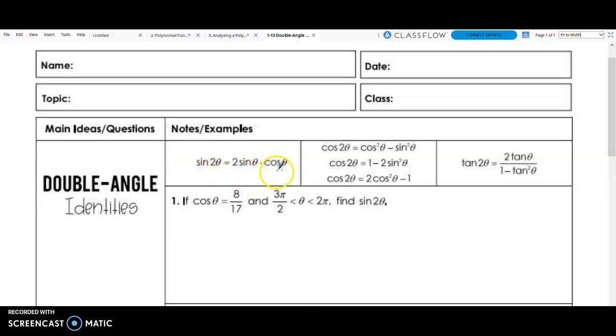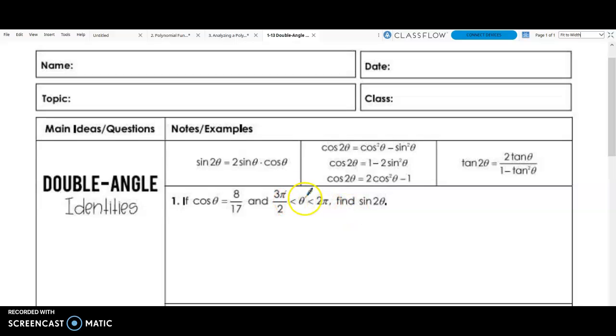In the first box we have the sine formula. In the second box we have cosine. Now there are three of them, and you can use any of the three that you want, it does not matter. And lastly, we have the tangent formula here.